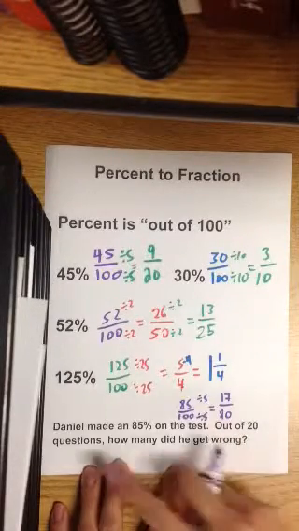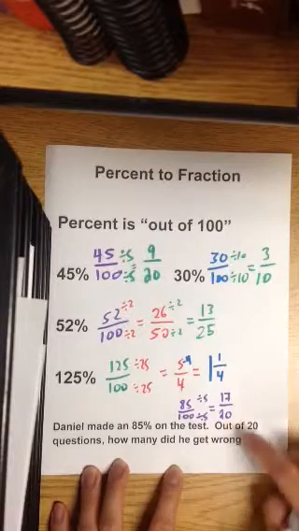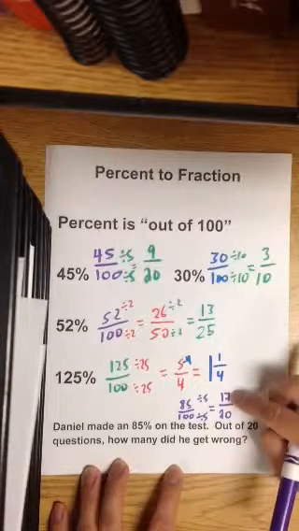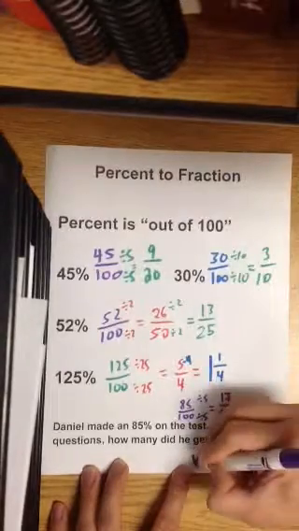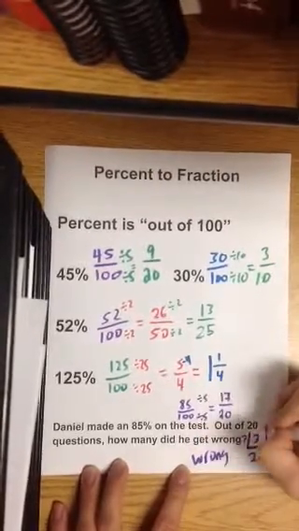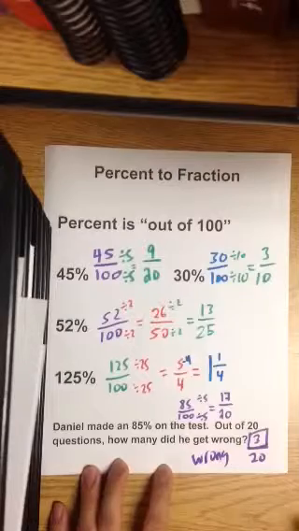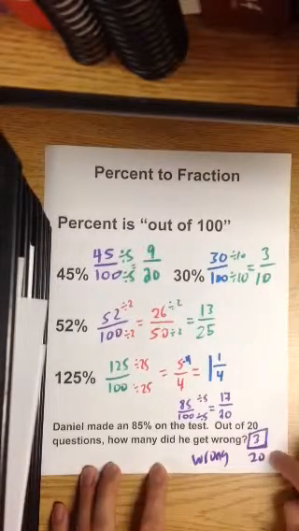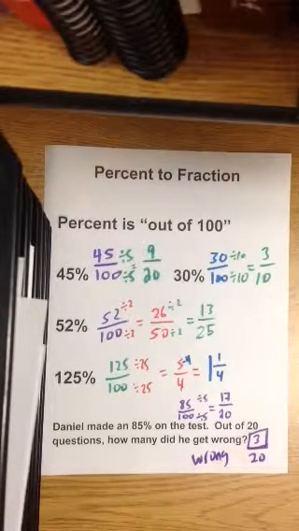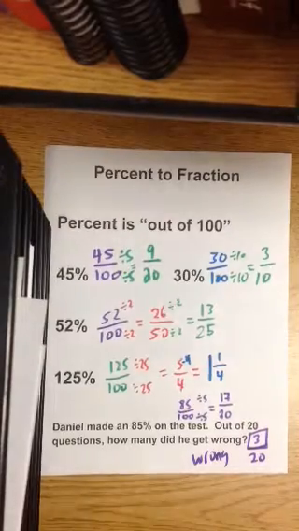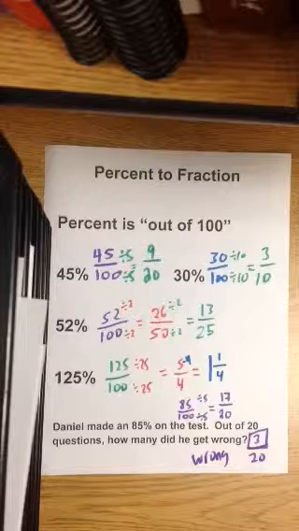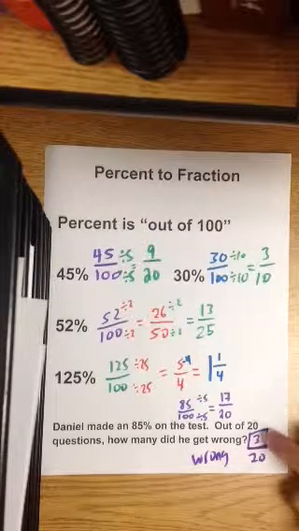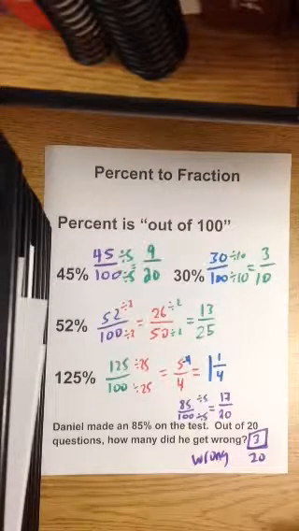So out of 20 questions, how many did he get wrong? 20 questions, 17 are correct. So I think 3 out of 20 are wrong. So 3 is the answer. Another way you could have done it is, you know he made an 85, so he must have missed 15% of the test. 15 out of 100 simplifies to 3/20. So many ways to do it.